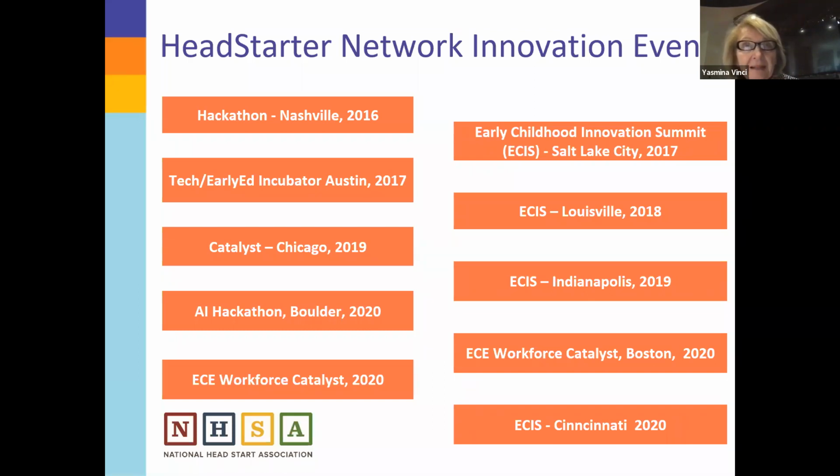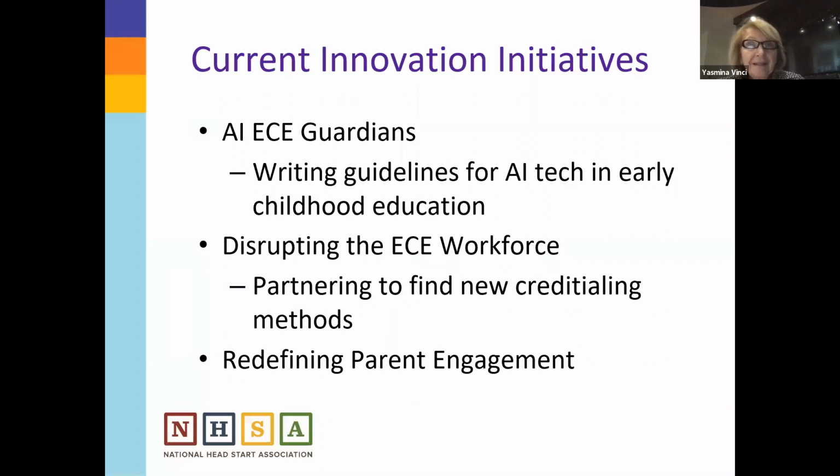which is to define some guidelines for the development of artificial intelligence products and projects. A professor of engineering from the University of Colorado said, I need to teach my students what the boundaries are, what the guidelines are, what the guardrails are. So our current initiative is the Artificial Intelligence Early Childhood Education Guardians. The working group named itself that, and we're writing guidelines for artificial intelligence, which some people call augmented intelligence, tech in early childhood education, and we're involving everybody who needs to be at the table and everybody who wants to be at the table in the development of that.